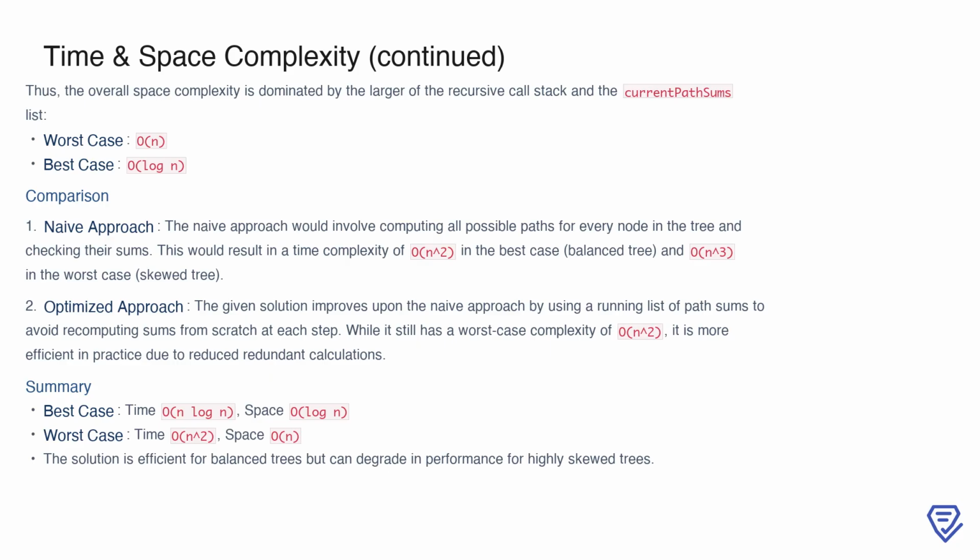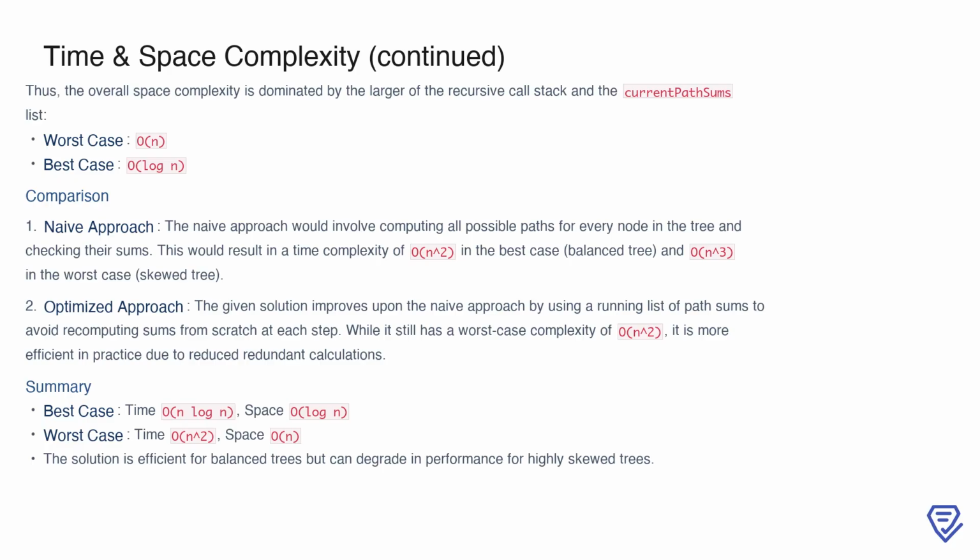Comparing this approach to the naive method highlights the efficiency of the optimized solution. A naive approach would compute all possible paths for each node and check their sums, leading to a time complexity of O(n squared) for a balanced tree and an even worse O(n cubed) for a skewed tree. In contrast, the optimized solution avoids recomputing sums by maintaining a running list of path sums. While it still has a worst-case time complexity of O(n squared), the practical performance is significantly improved due to reduced redundant calculations.